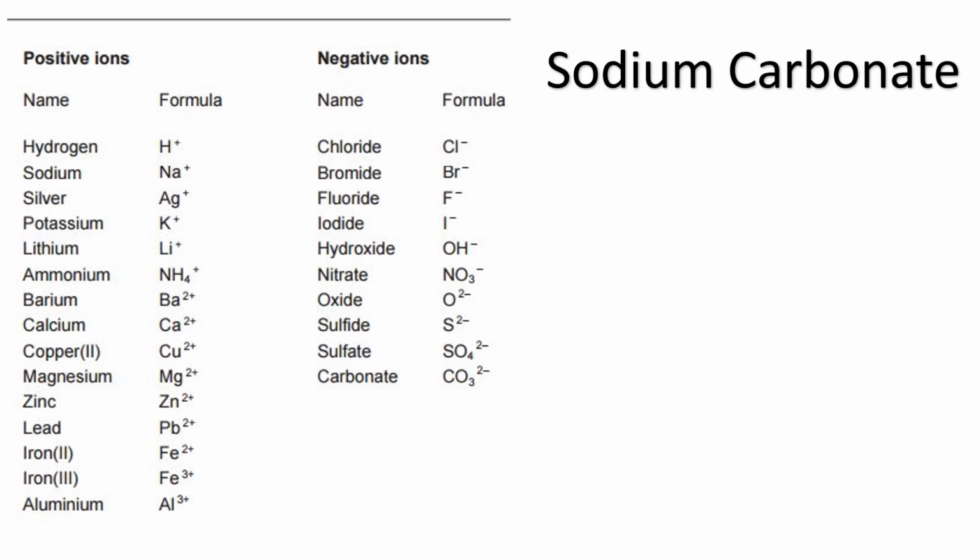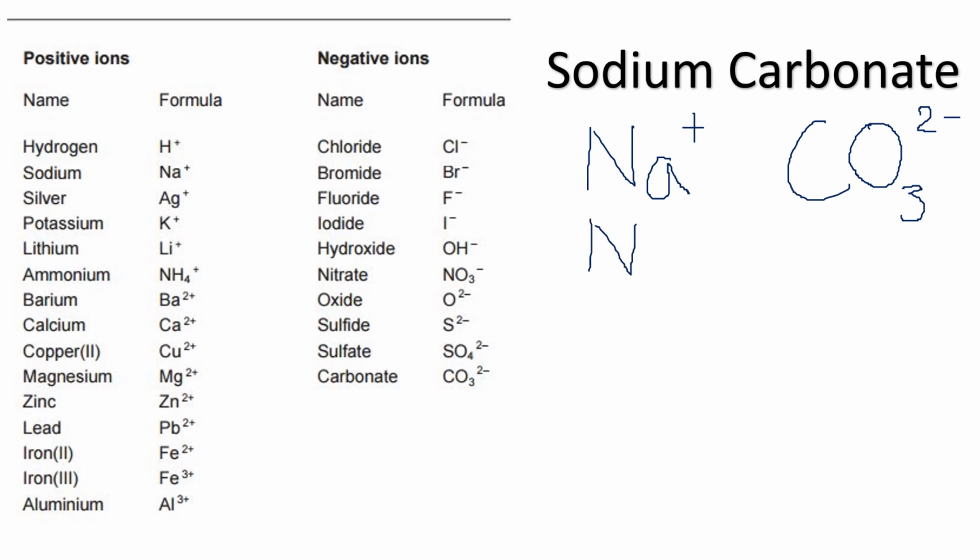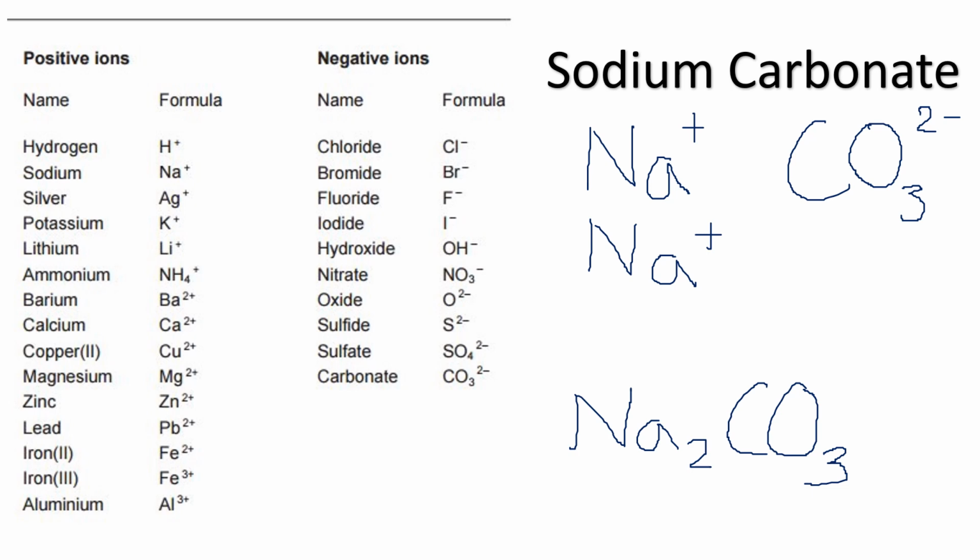Sodium carbonate. Sodium is Na+, and the carbonate ion is CO3 2-. And hopefully you can see here you're going to need a second sodium ion to balance out the charges. So now we've got a 2+ over here and a 2-. So the formula would be Na2CO3.